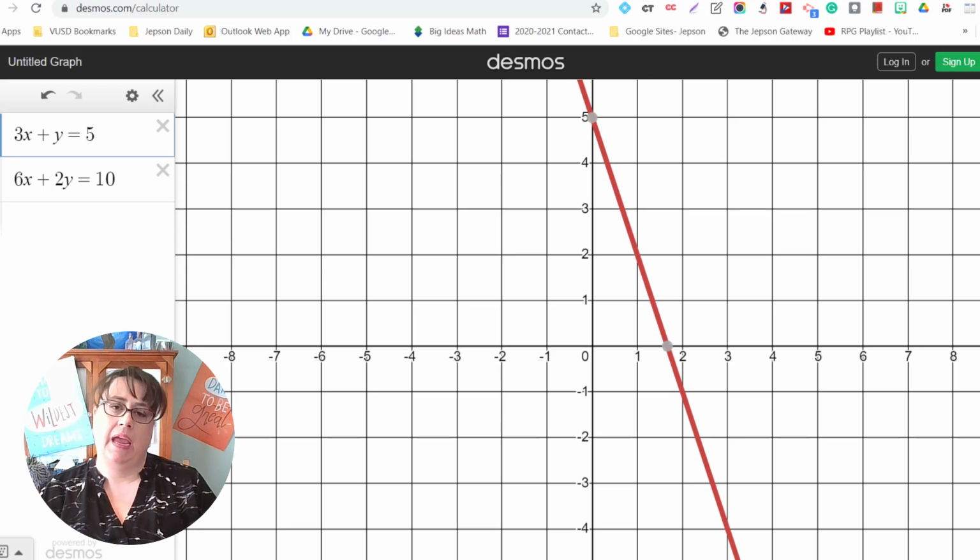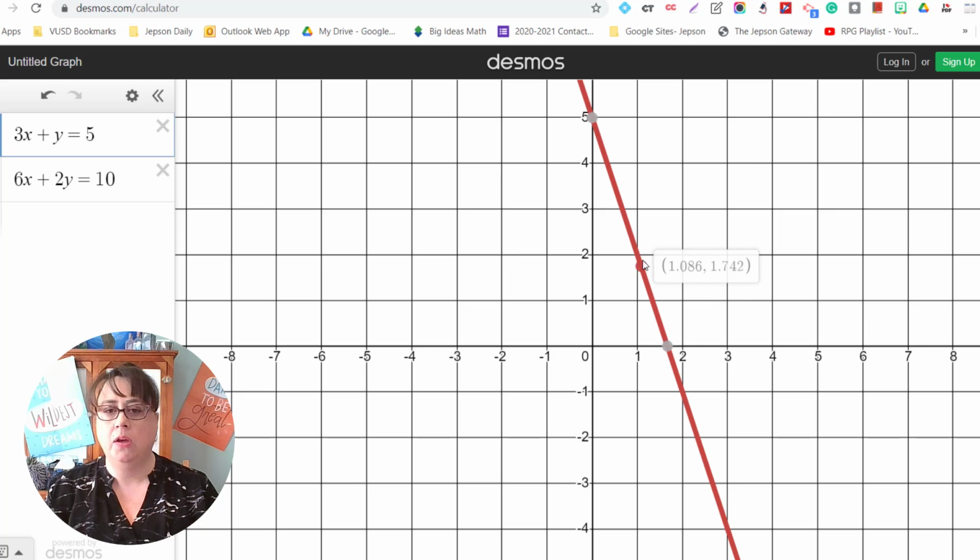So what would you say about these solutions? Well, we can obviously see that first one right here at (0, 5). And we can see this next one at (1.667, 0). But I can put numbers all along here, and every one of these points is on both lines.